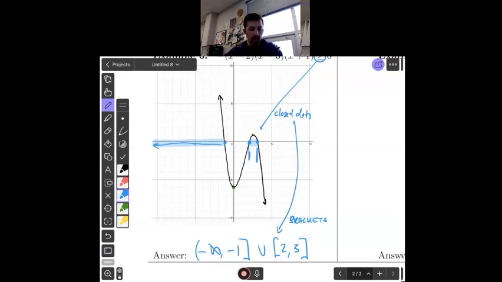And the idea is that if I plug in any number less than -1 or -1 itself, I'll get 0 or a positive number. And if I plug in any number between 2 and 3, including 2 and 3, I'll also get a positive answer.